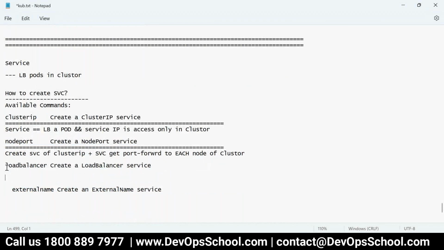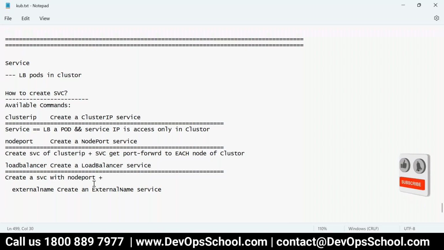Okay, now the third one, which I'm going to tell you, is a little interesting. In this load balancer, see the relationship: it creates a service of node port type, plus that is done. But then what extra will happen? Kubernetes will call the cloud. What cloud am I talking about? Cloud means AWS, Azure, Google Cloud, and it will create a cloud load balancer.